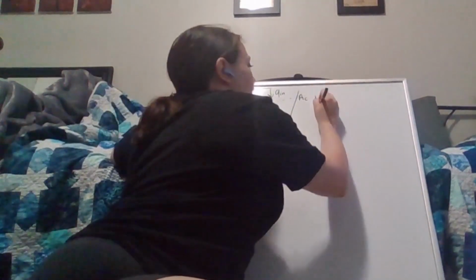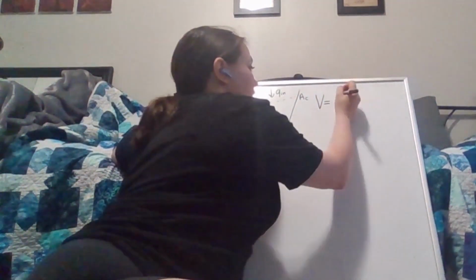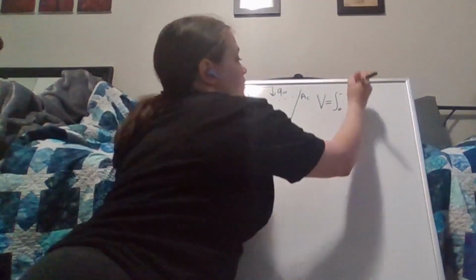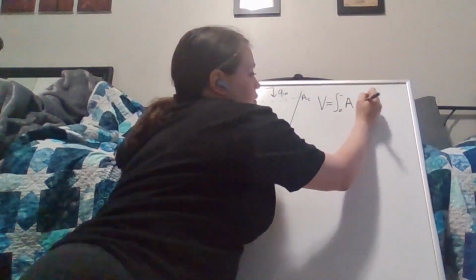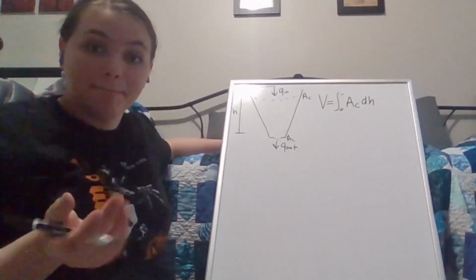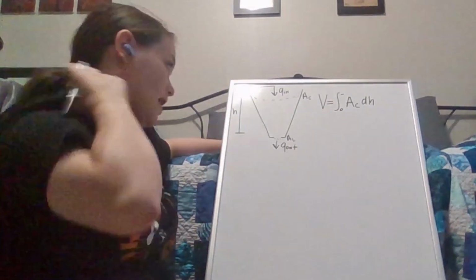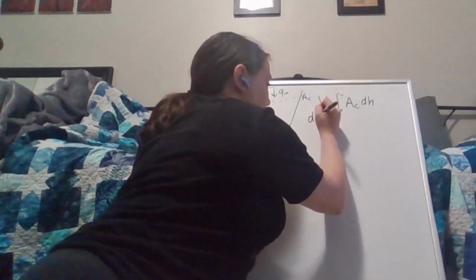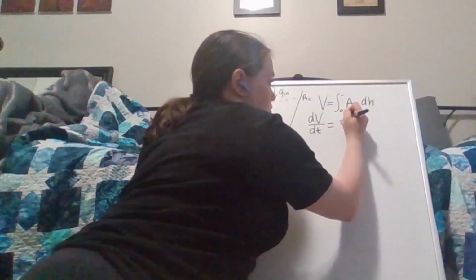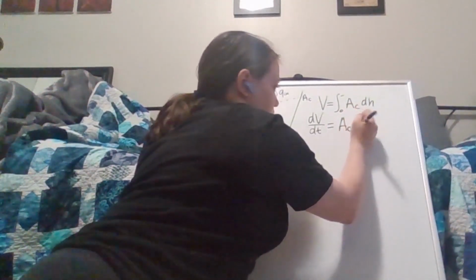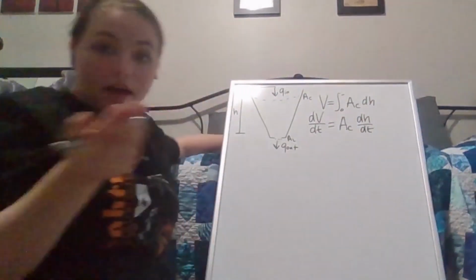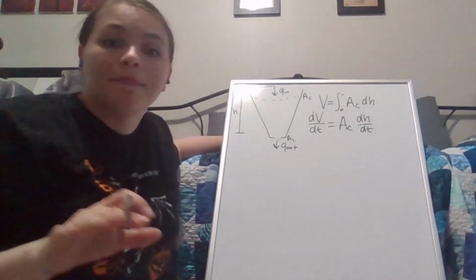So when we look at volume, we have the integral from 0 to some height of the cross-sectional area dH. From that, you can also write this as dV over dt is equal to the cross-sectional area times the change of height over time. All right.